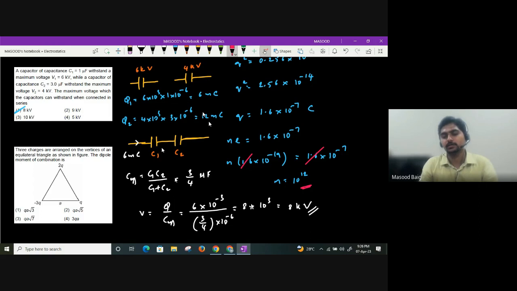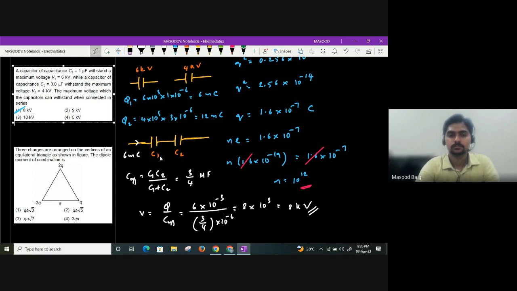And if they are connected in series, can we find the effective capacitance? Yes, you already know the charge. So can we find the potential difference, guys? Yes, we can find the potential difference. Clear, all of you?